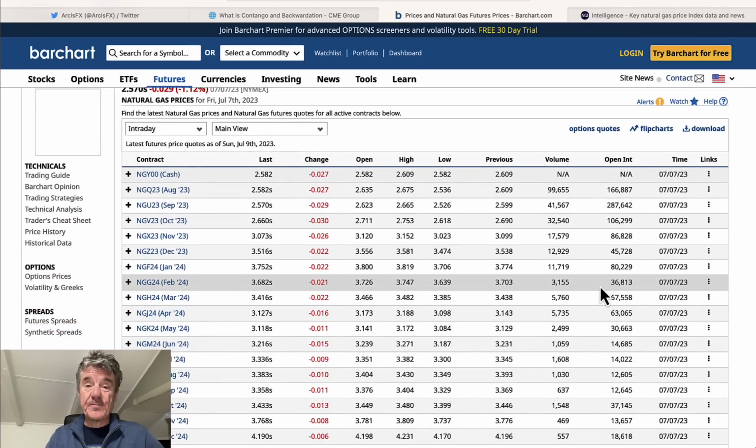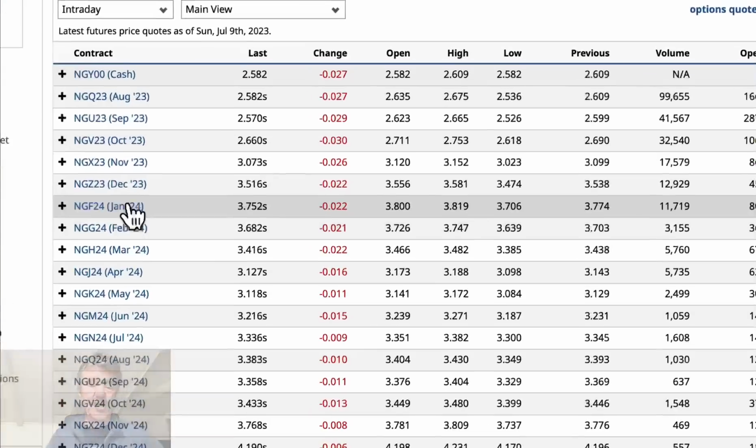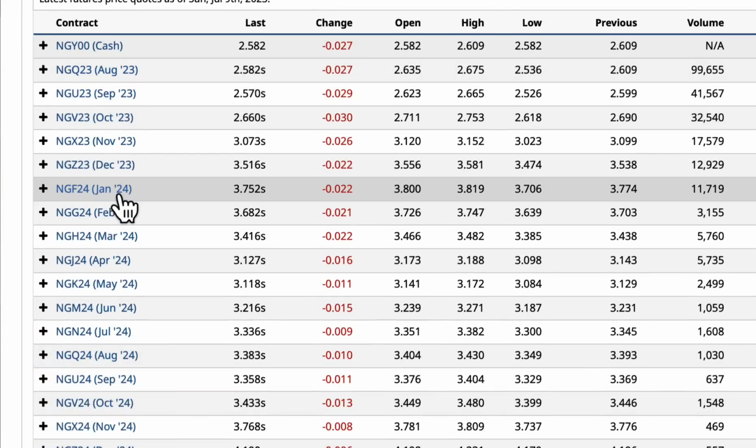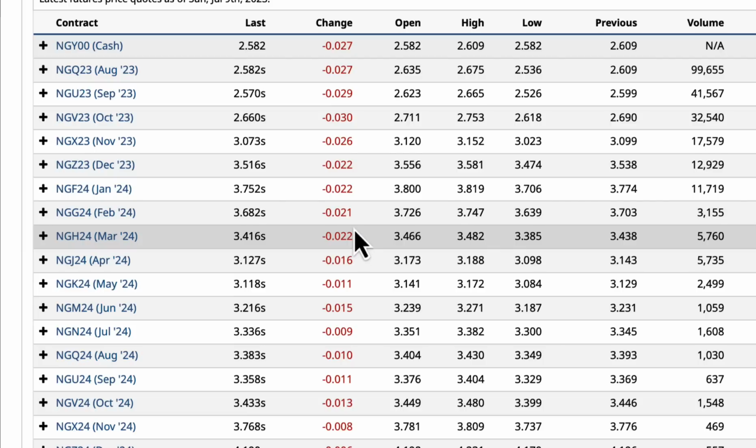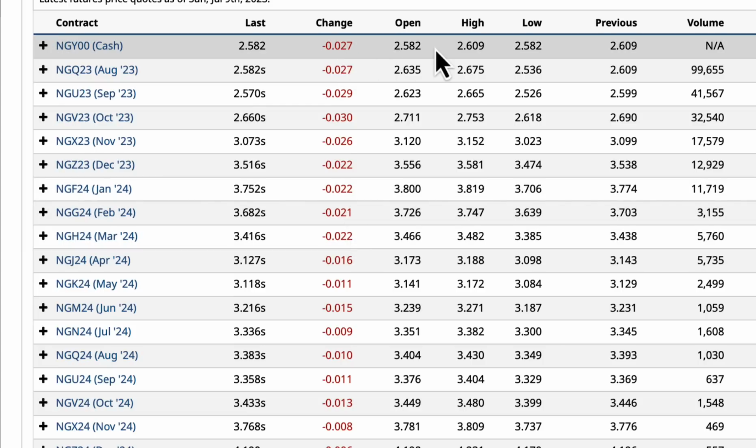On this table, which I've got from barchart.com, you can see the cash price and then the futures contract prices going forward, through August 23, September 23, October, November, December, and then into 2024, January, February, March, etc. This first column is the last quoted price and the move up or down at the last time this was quoted, which was on Friday, and then the various open, high, low and close prices, with the close price being this one down here on the left-hand side.